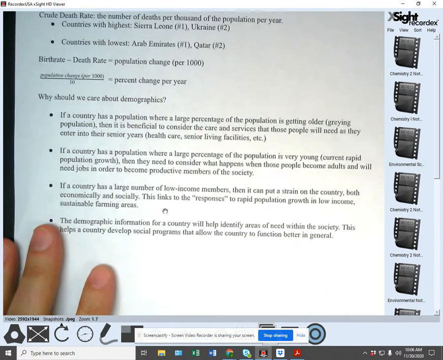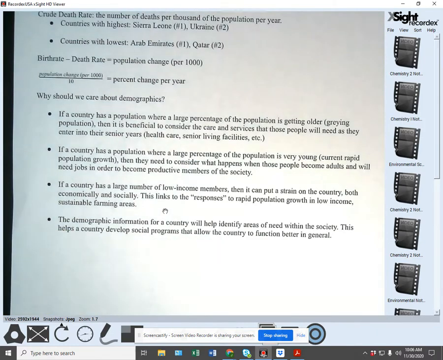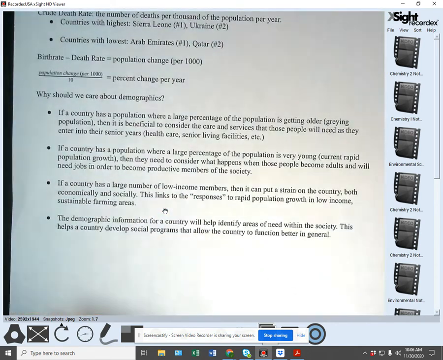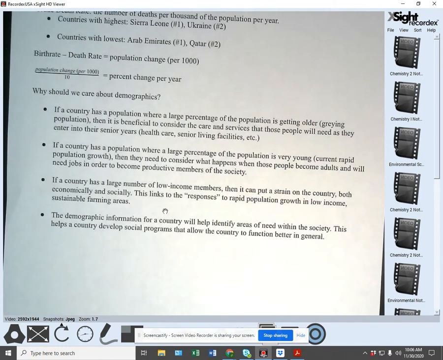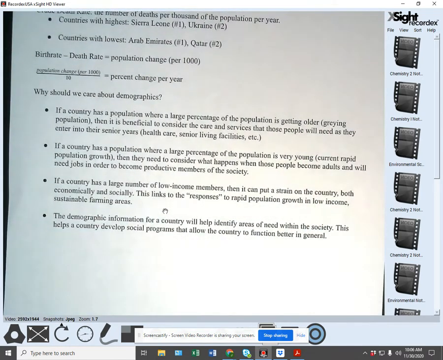If a country has a large number of low income members, then it can put a strain on the country, both economically and socially. So this one also links to the responses to rapid population growth in low income sustainable farming areas that we were talking about before, all those things I just mentioned, doing illegal things for income, all that kind of stuff. So it kind of is linked to the one before that a little bit, but just if it's low income. So it's important to know that.